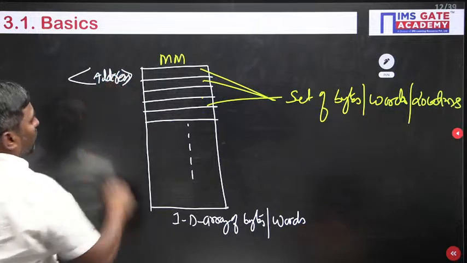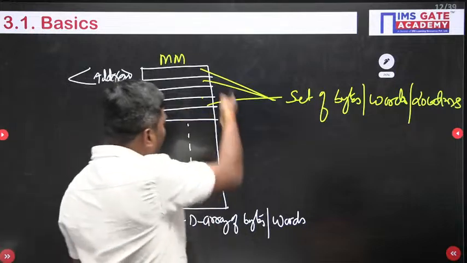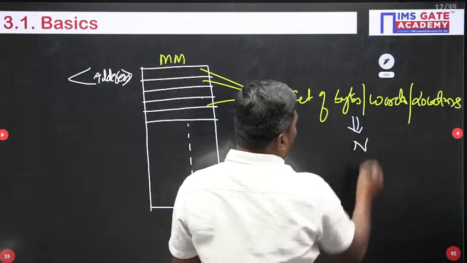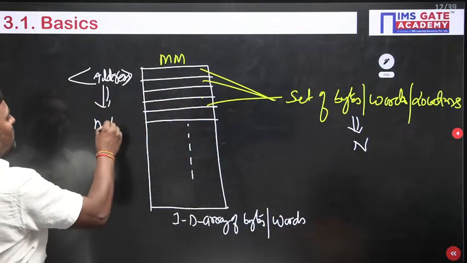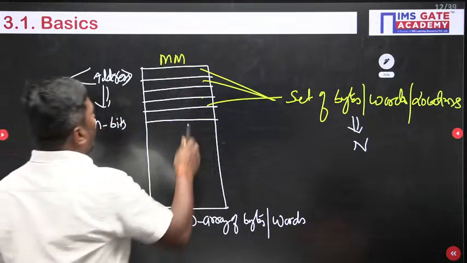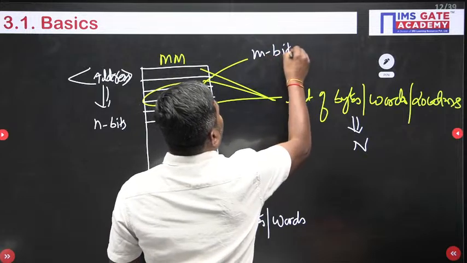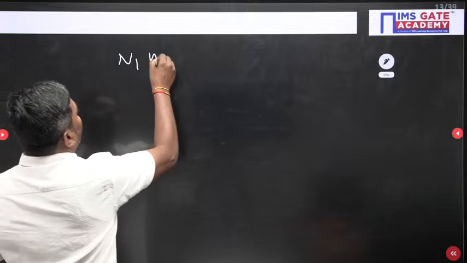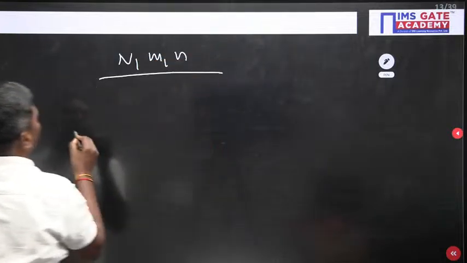This is an important thing to be noticed. Suppose the number of cells, bytes, or words I define as capital N, and the address bits I define as small n bits. Now the length of a word or location I define as m bits. So there is a relation between them: capital N, m, and small n. What is the relation?